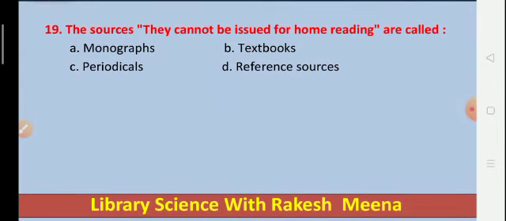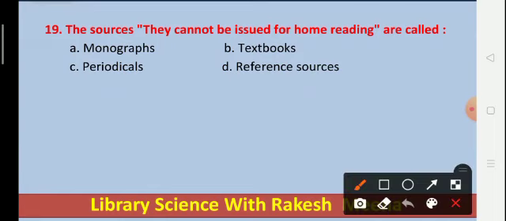Next question is question number 19. The sources that cannot be issued for home reading are called monographs, textbooks, periodicals or reference sources. The correct answer for that question, guys, is option D. Option D is denoted by reference sources. Yes.